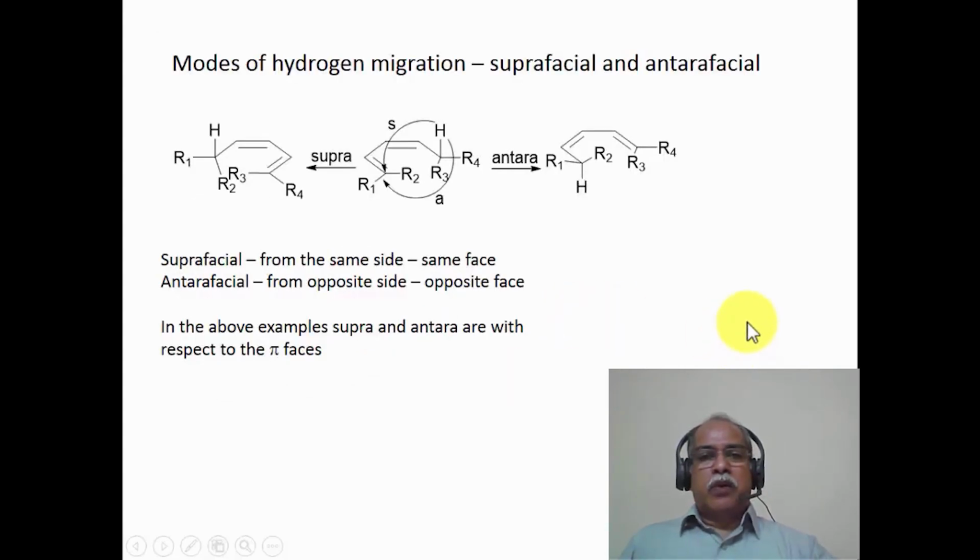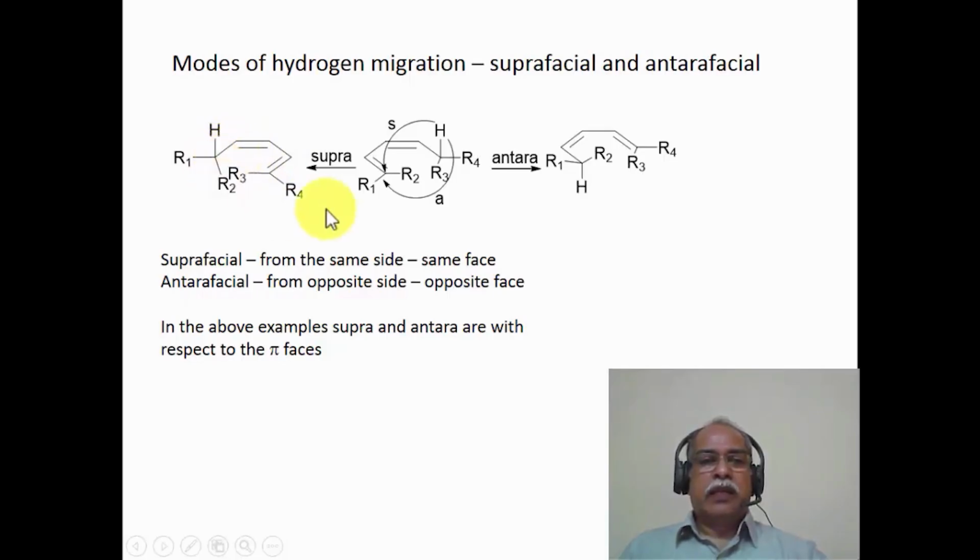Now let us see what are the modes by which the hydrogen migration can take place. Let us take the example of this particular pi framework where one can expect a 1,5 sigmatropic migration to take place. It is a hydrogen atom that is going to migrate from this position to the position where R3 and R4 groups are attached with a concomitant rearrangement of the pi bonds to the corresponding adjacent position.